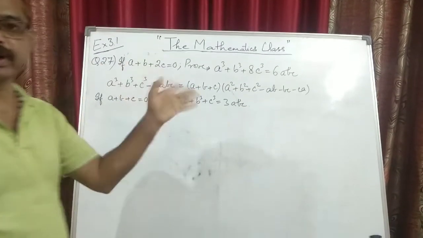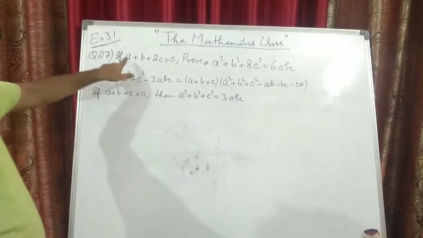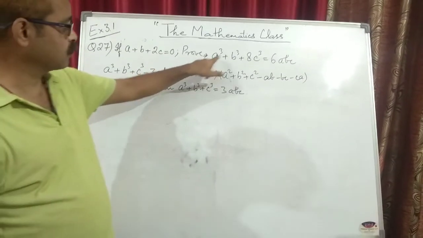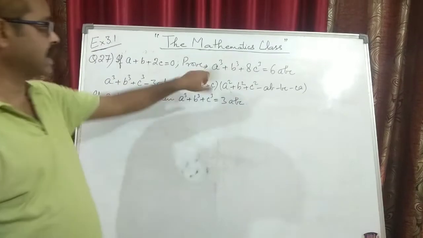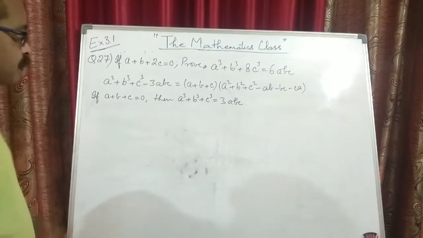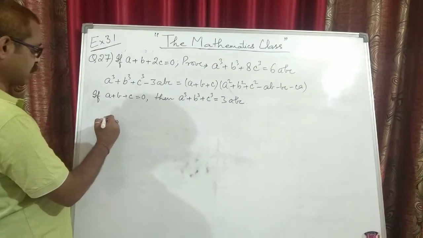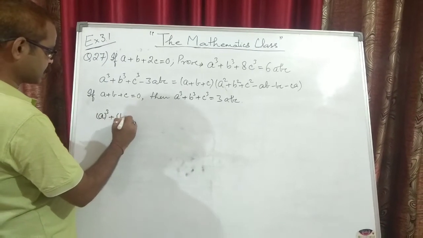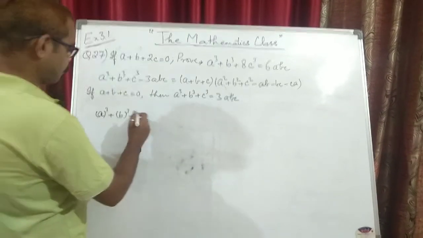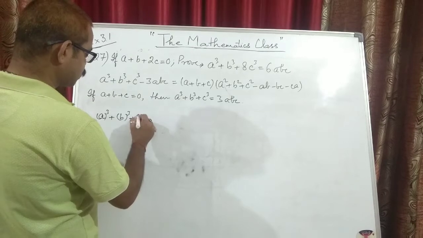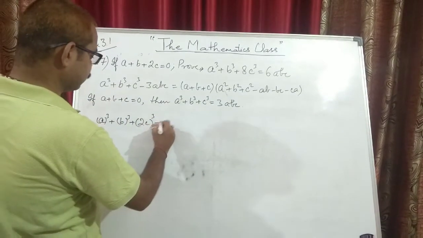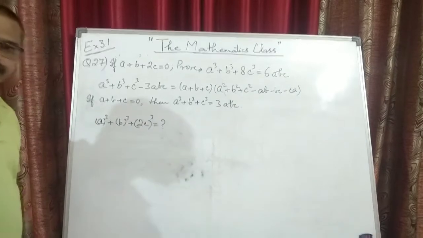So that is how it came. Now it is given a plus b plus 2c is equal to 0. And you have to find a cube plus b cube plus 8c cube, and 8 can be written as cube of 2, which means you have to find a cube plus b cube plus 2c cube. You have to find the value of this.